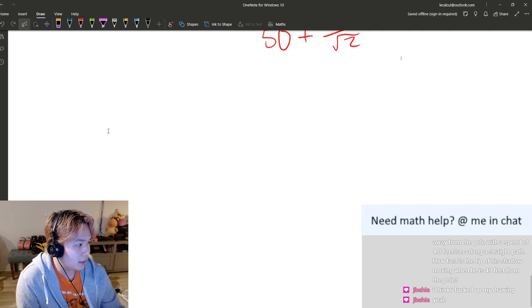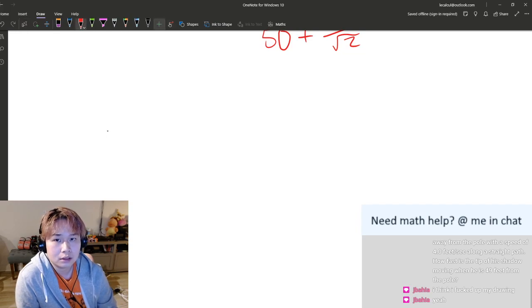Okay, let's see. A street light is at the top of a pole, and then a 5.4 foot tall man walks away from the pole at a certain speed. And then how fast is the tip of his shadow moving when he is 45 feet from the pole? Okay.